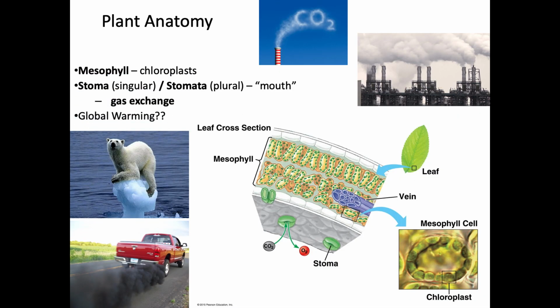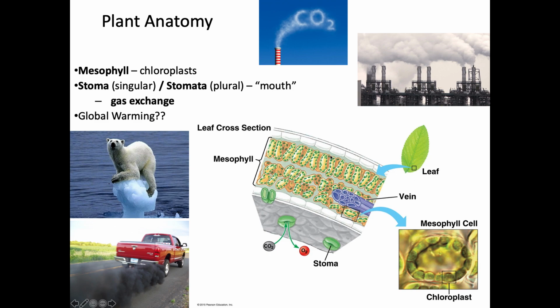Before we start with the process of photosynthesis, let's talk about what the plant anatomy looks like. So here we know that plants have leaves, and on those leaves we have what's called mesophyll tissue. This tissue has an abundant amount of chloroplasts, organelles. Chloroplasts are the sites where photosynthesis takes place.